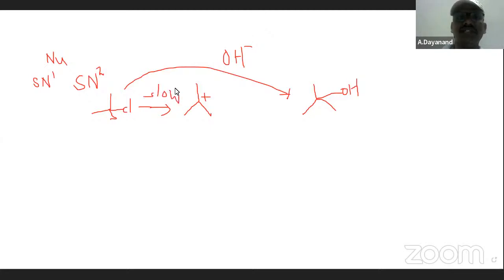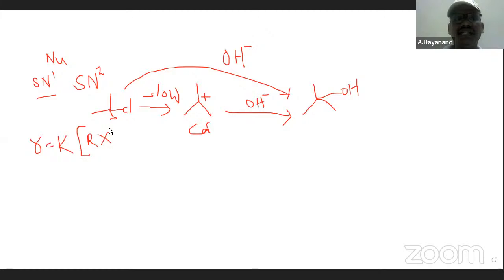I will show the PPT also, but in general, I want to discuss them first. Then in the second step, this is the fastest step. The formation of the cation is a slow step. It is nothing but a cation. It is called an Sn1 reaction. Why is it called an Sn1 reaction? Because rate is equal to K into the molar concentration of this alkyl halide, RX. That's why it is called the unimolecular nucleophilic substitution reaction.